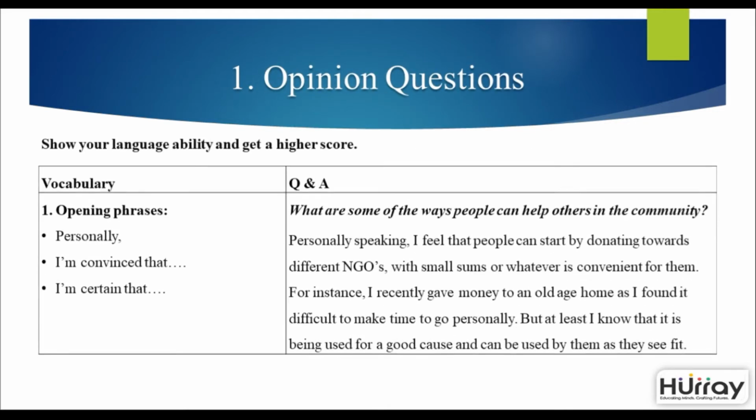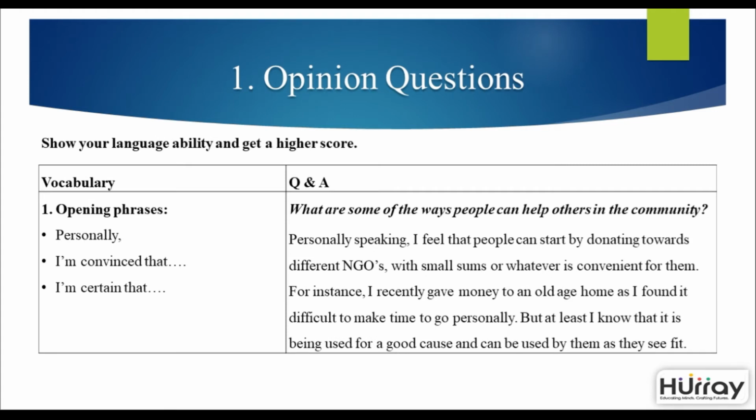One is opinion questions. Show your language ability and get a higher score. Use vocabulary. In the opening phrases, you can say, personally, I'm convinced that, I'm certain that. Suppose the question is this: what are some of the ways people can help others in the community? You can give an answer like this.